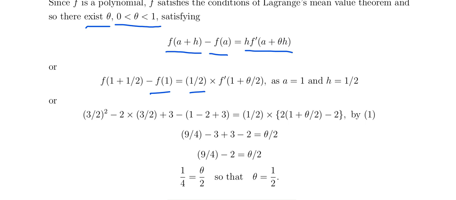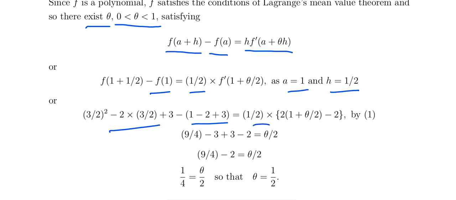So f dash of 1 plus theta by 2 will come. So a equal to 1, h equal to 1 by 2. Then if you simplify this, we get f of 3 by 2. If you put f of 3 by 2 in that function, we get some output. If you put f of 1, you get an output.